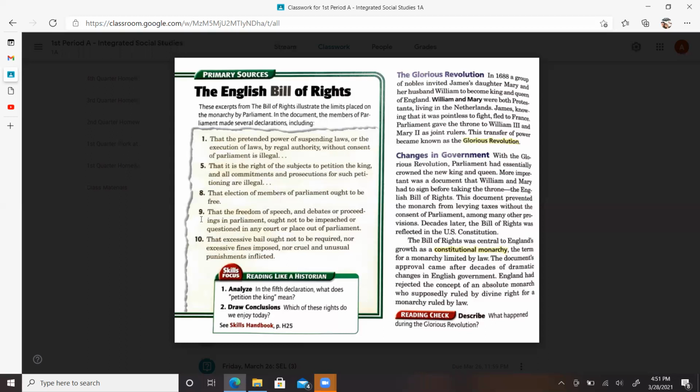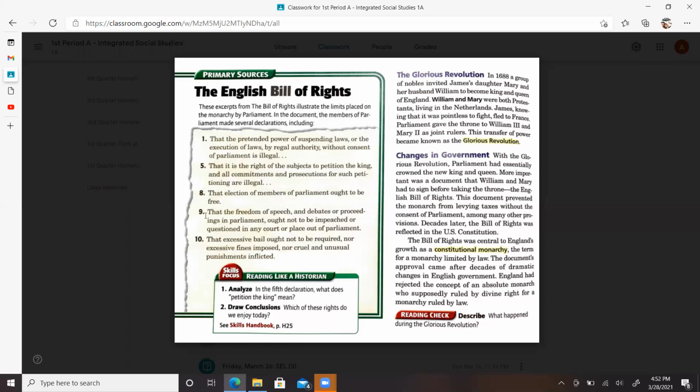Let's move on to Declaration 9, that the freedom of speech and debates or proceedings in Parliament ought not to be impeached or questioned in any court or place out of Parliament. And finally, let's look at Declaration 10, that excessive bail ought not to be required, nor excessive fines imposed, nor cruel and unusual punishments inflicted.